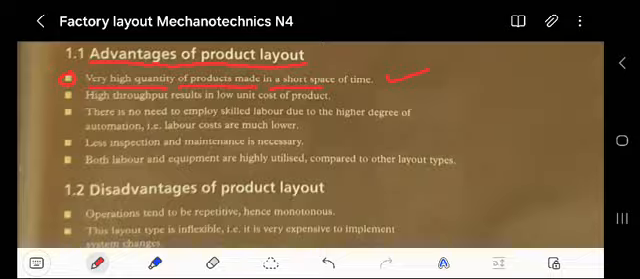Remember, it's a factory. We have all the machines, and then you hire enough people to operate those machines. Everything must be quick here. You push production here, right? Then high throughput results in low unit cost of products.